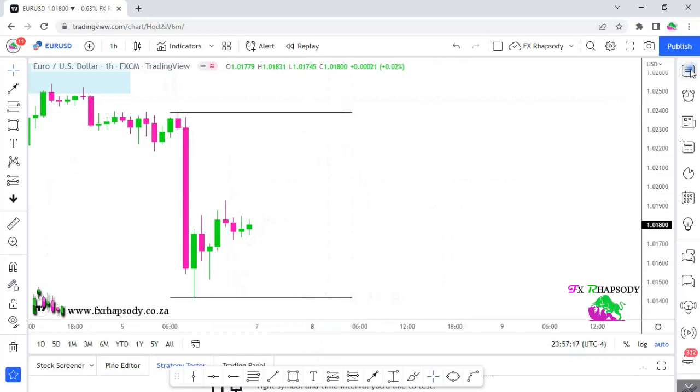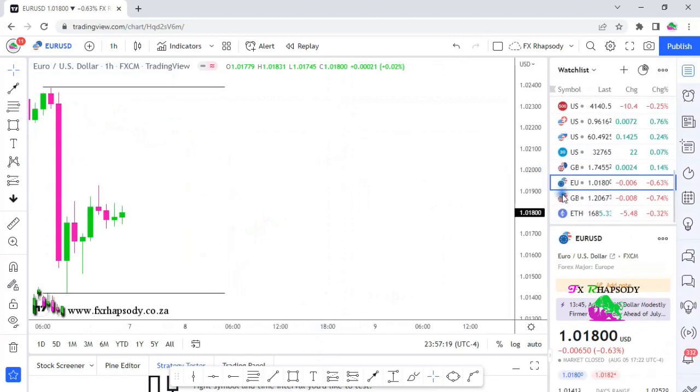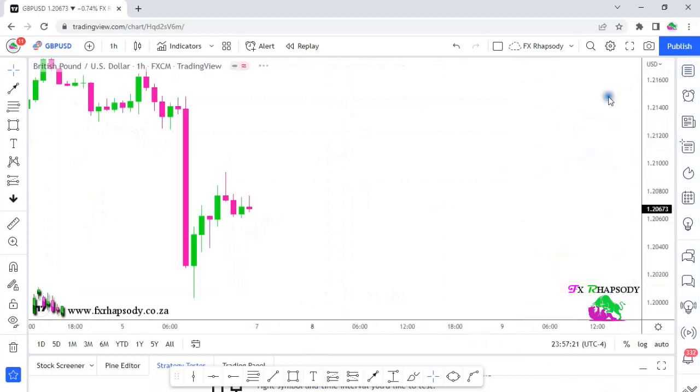Let's move on to our next currency pair. We're going to be looking at the British pound US dollar. We are going to the daily time frame first.